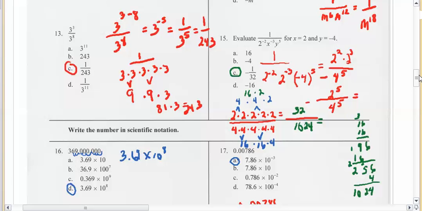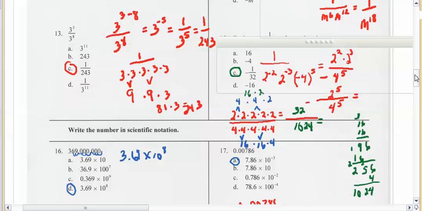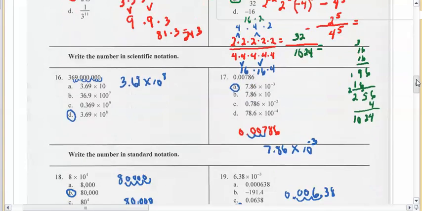Don't want a negative 5, we're going to put it at the bottom of our fraction, so we have 1 over 3 to the 5th, and we multiply 3 times 3 times 3 times 3, 5 times, and I did that in the bottom there, and we've got 243, so it's 1 over 243, letter C.